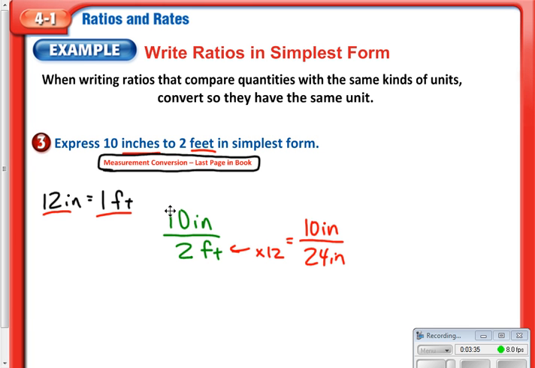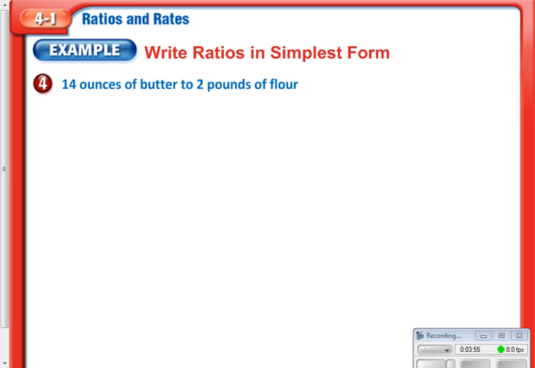Next thing, again, simplest form, I need to go ahead and reduce. In order to reduce this problem, they're both divisible by 2, and I wind up with 5/12 as my answer there in simplest form. Example 4, 14 ounces of butter to 2 pounds of flour.